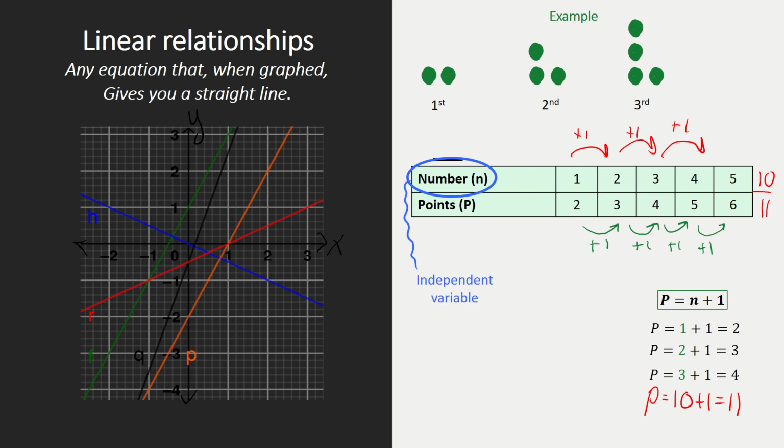So this is called our independent variable because we can choose it. P, our points, is dependent since it depends on what we enter in our formula. It depends on what we enter to see what the answer is. So our answer is really dependent on what we fill in. So that is called a dependent variable. So please everyone, make sure that you write this down in your notebook.